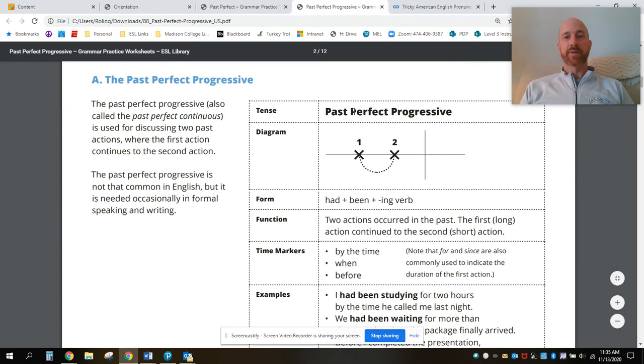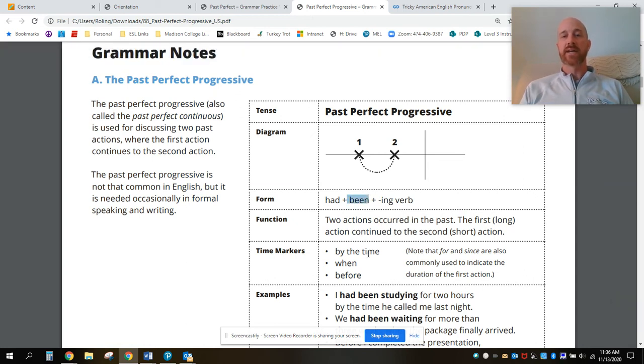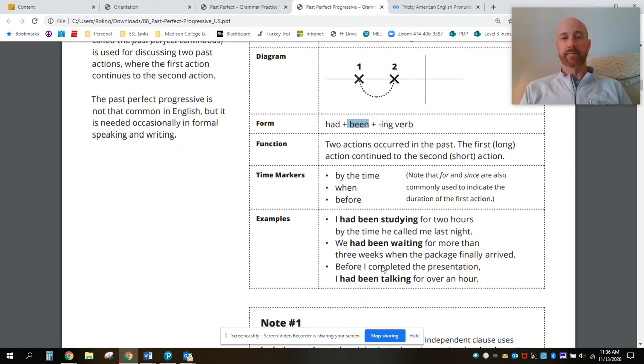The past perfect progressive, again, the form of it is had plus been plus the verb plus -ing. Remember, American pronunciation of this is "bin," not "been." So I had been studying Japanese for 2 years when I moved to Tokyo, okay, or by the time I moved to Tokyo.